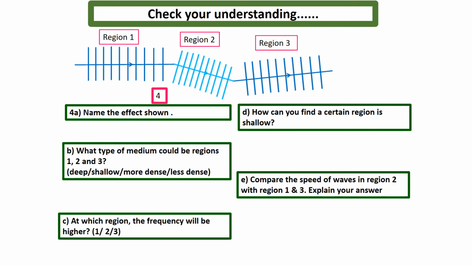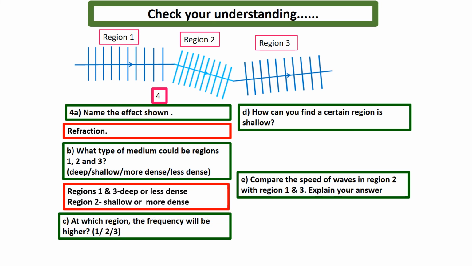So, check your understanding. Name the effect shown. That's refraction. What type of medium could be in the regions 1, 2, and 3? So, deep or less dense. So if we used a thicker liquid, that would work as well. Or we could use a shallower one for region 2. So, in which region will the frequency be highest? And the frequency is constant in all 3 regions. The wavelength and the speed change, but the frequency doesn't.